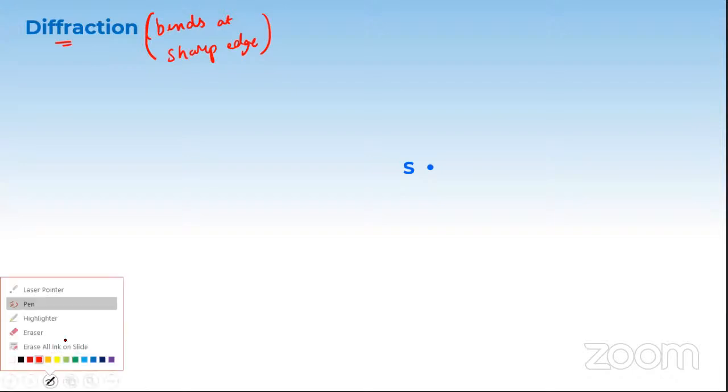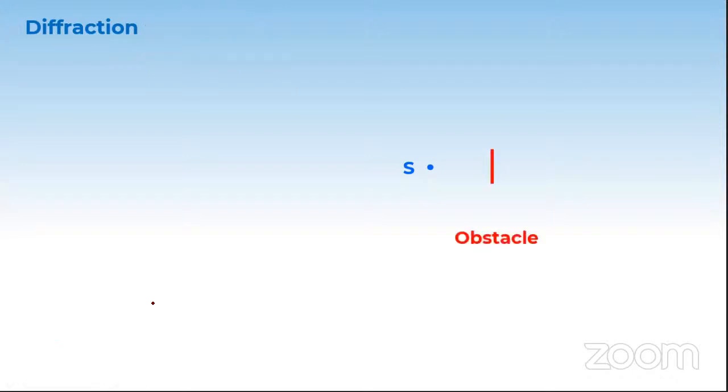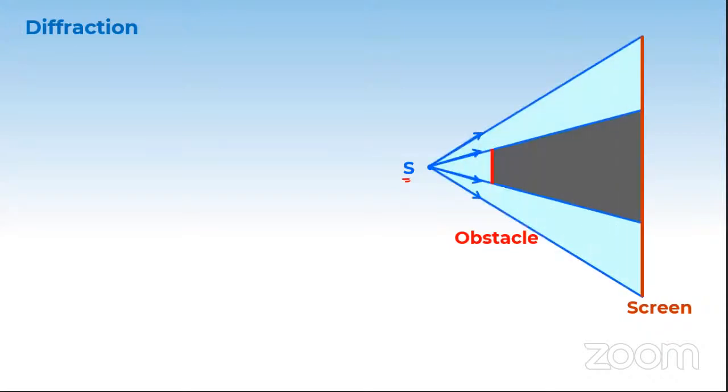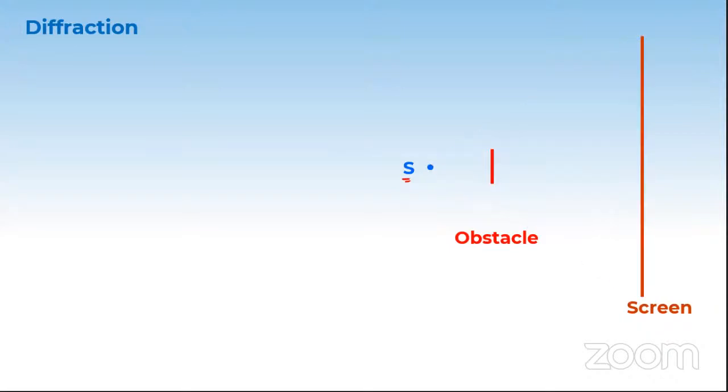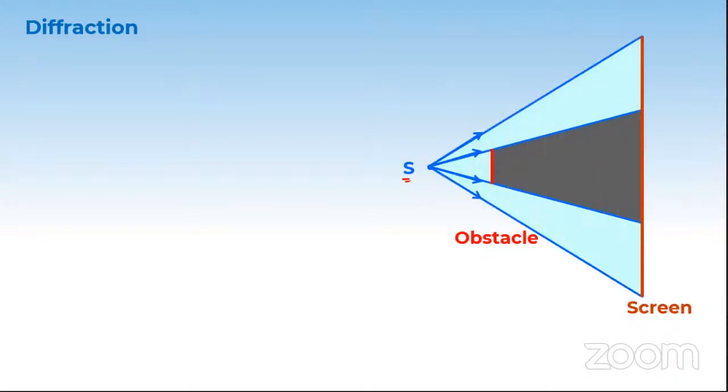So how does it look and how does it happen? We're going to learn that today. Here I have a source which is emitting light, and in front of this source I have an obstacle, like a regular piece of cardboard, or anything which is blocking light. It is not transparent, it is opaque. And I have a screen very far away from the obstacle. Now light comes from the source and travels towards the screen.